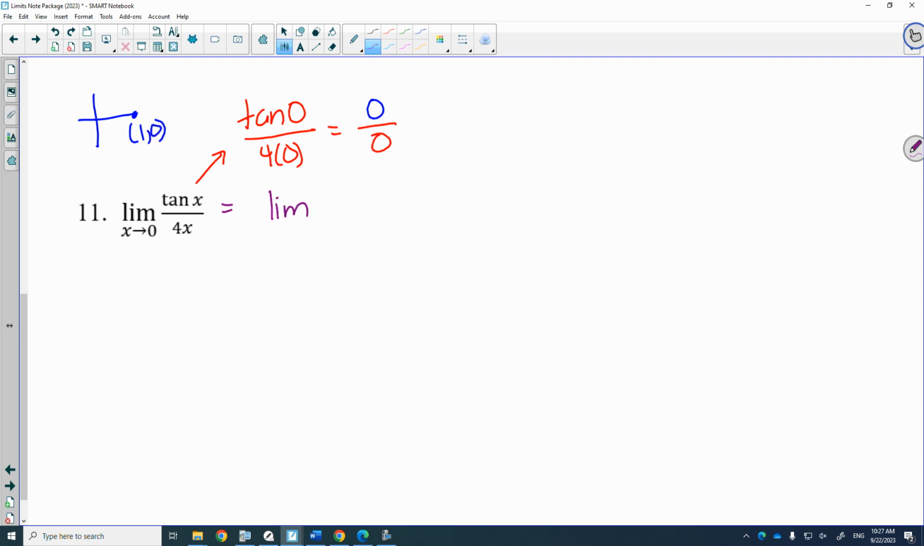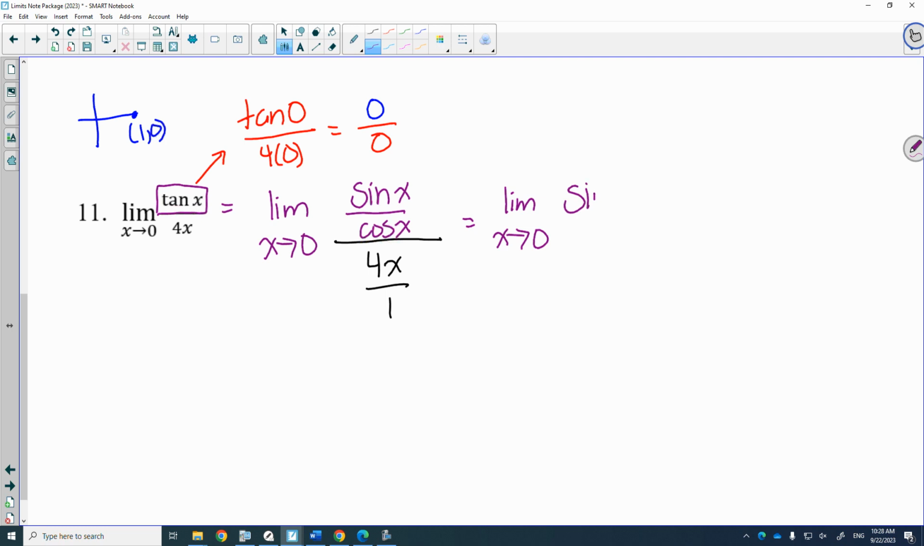We're going to have the limit as x approaches 0. We know that the tan of x is the sine of x over the cosine of x, all over 4x over 1. This is equal to the limit as x approaches 0 of sine of x over cos of x. We're going to multiply by the reciprocal, which would be 1 over 4x.